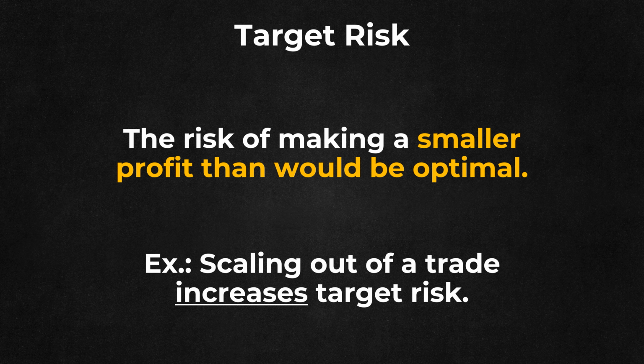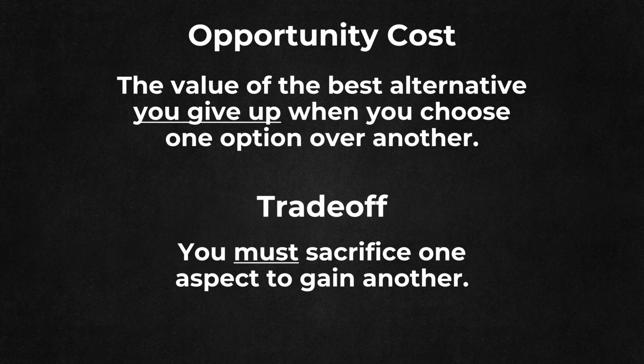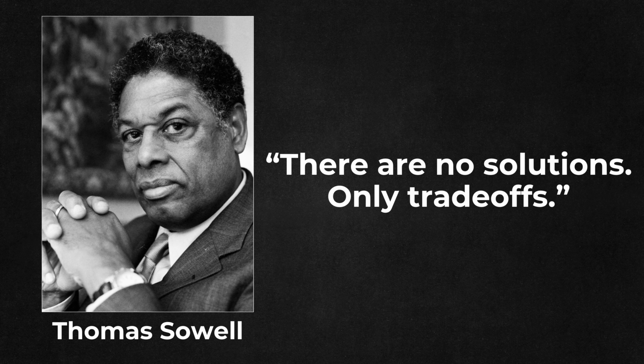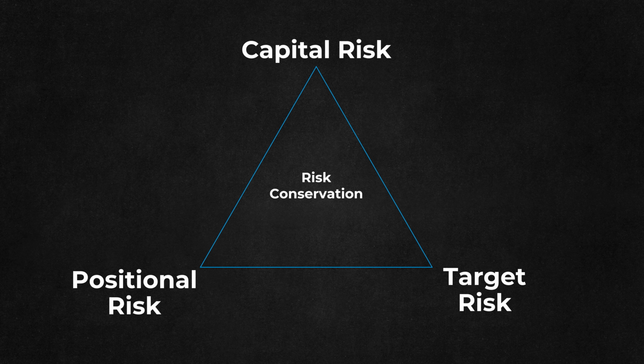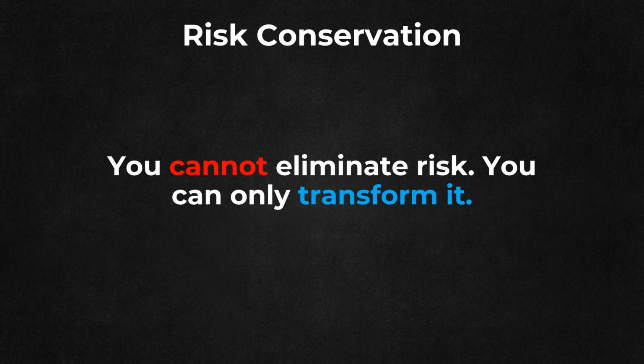The key to understanding risk conservation relies on the concepts of opportunity cost and trade-off in economics. Opportunity cost is the value of the best alternative you give up when you choose one option over another. This idea is closely related to the concept of trade-off, which is the idea that you must sacrifice one aspect to gain in another. The economist Thomas Sowell states that in economics, there are no solutions, only trade-offs. So for example, if you use some technique to reduce capital risk in a trade, you will end up increasing positional risk or target risk depending on how you do it. In other words, you cannot eliminate risk, you can only transform it. That's the idea of risk conservation.